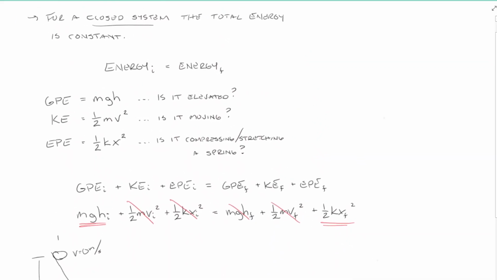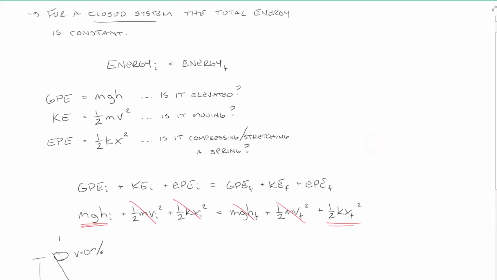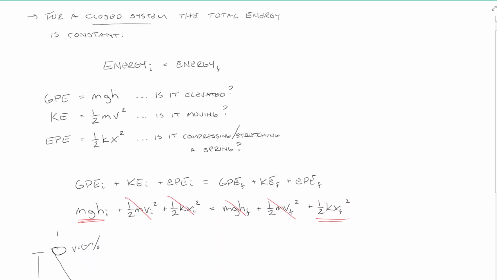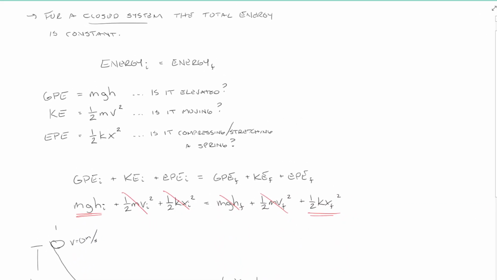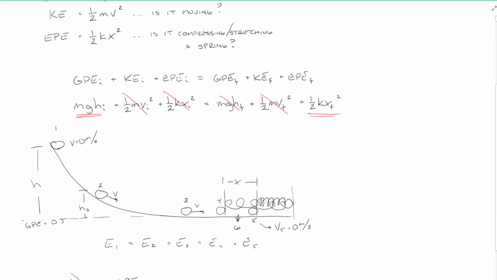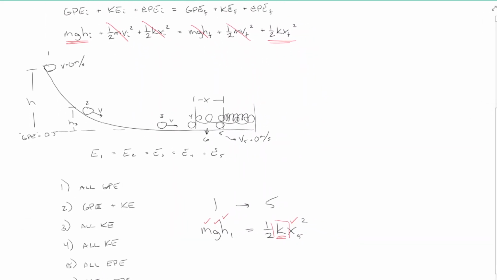One last thing to note here, we've already predicted motion of objects with kinematics. The main difference between energy and kinematics is there's no time in any of these equations, right? Energy will not tell you how long something takes to happen, but it will tell you how fast, how high, how much it compresses a spring in this particular type of problem.